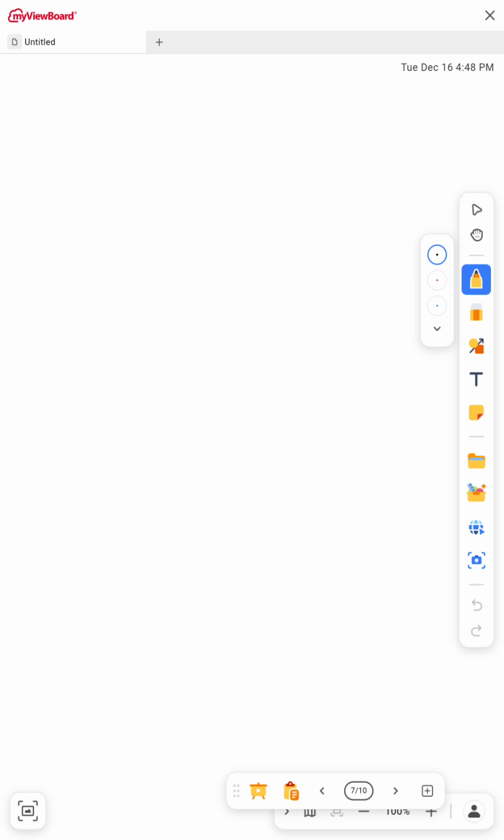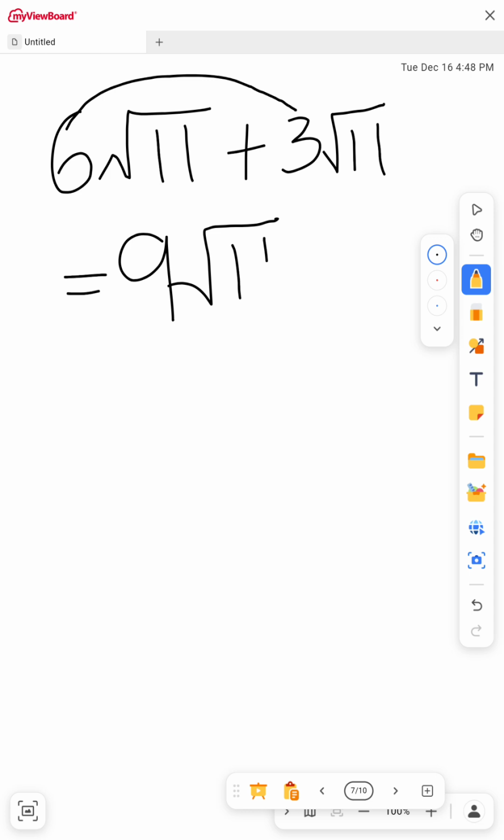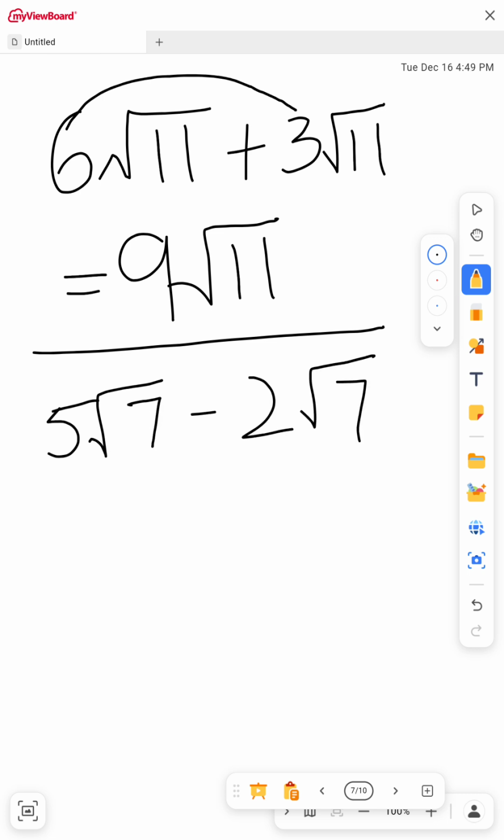Now let's see how we can solve some surd questions. Let's suppose we have 6 square root 11 plus 3 square root 11. I can simply add a whole number with a whole number. 6 plus 3 is 9 and square root 11 stays as it is. So the answer is 9 square root 11. Let's have a look at another example. 5 square root 7 minus 2 square root 7. So 5 minus 2 is 3. 3 square root 7 is the answer.